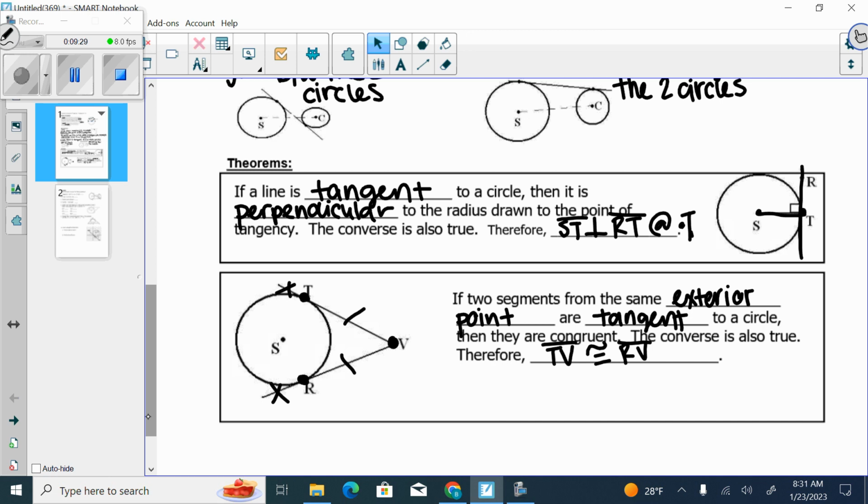All right. So now that we know these two properties, we know where a radius intersects a tangent, we have a 90-degree angle, and we know if they come from the same external point, then two tangent segments are congruent. If you'll flip it over onto the back, we're going to look at some examples of how we can use this to find missing pieces.